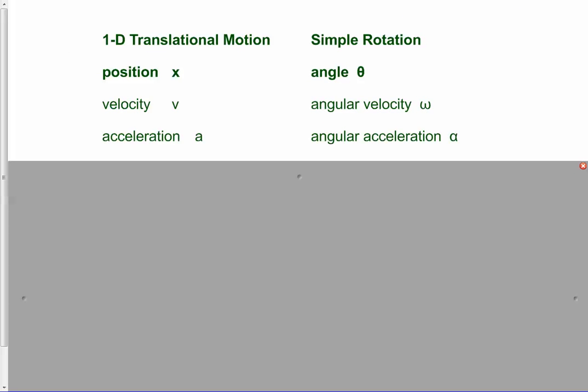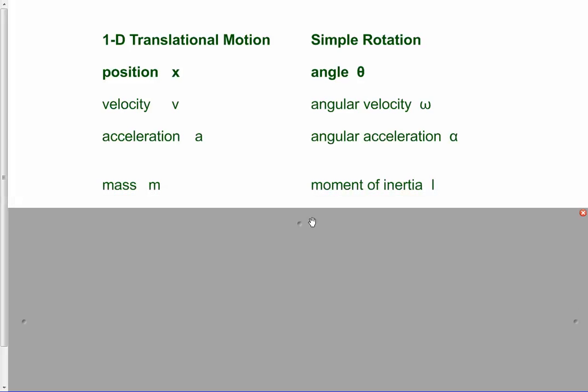So again, this analogy is going to be ongoing between old 1D translational motion back in Chapter 2 and now simple rotation. So position, now we're talking about angle. Velocity, angular velocity. Acceleration, angular acceleration. And I'll uncover the rest of this list, and the rest of this list are things that we're going to get to as we proceed in this chapter. But you'll see that there's this analogy that goes on and on.